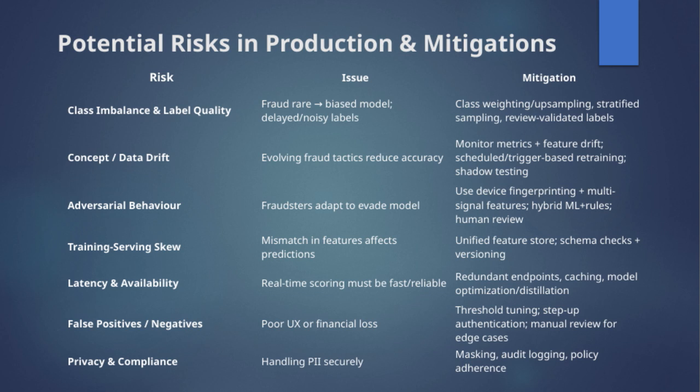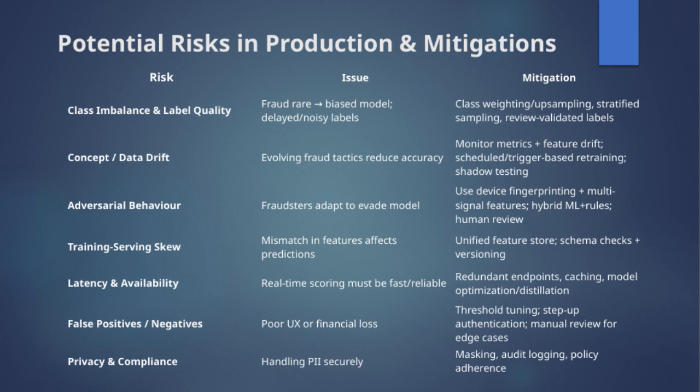Adversarial behavior is another critical issue. Fraudsters are constantly trying to evade detection, so we adopt multi-layered defenses like device fingerprinting, multi-signal features, combining machine learning with rule-based systems, and incorporating human review for tricky cases. This layered approach makes it harder for fraudsters to succeed.